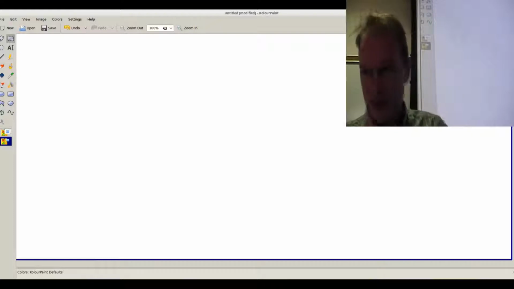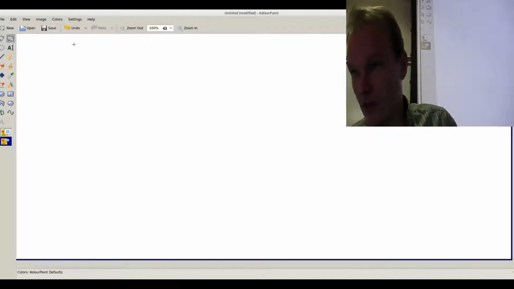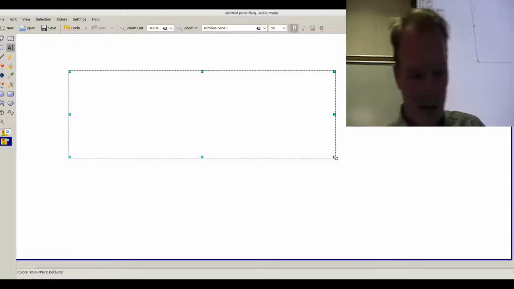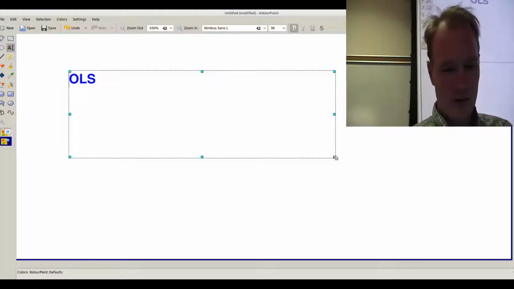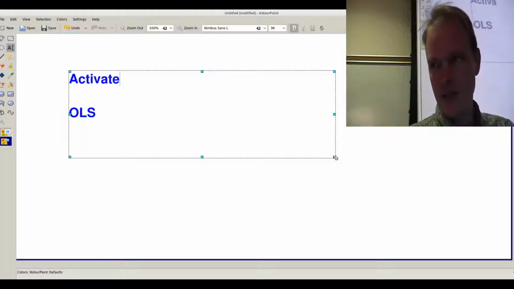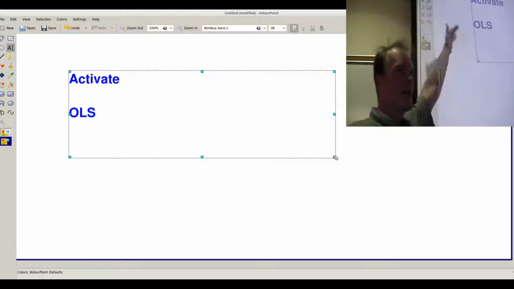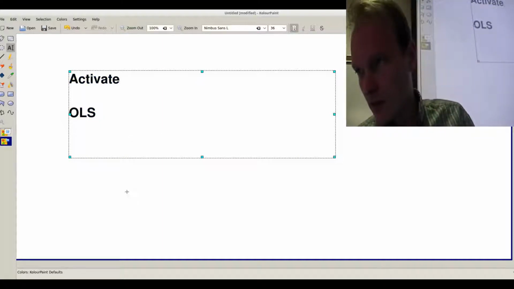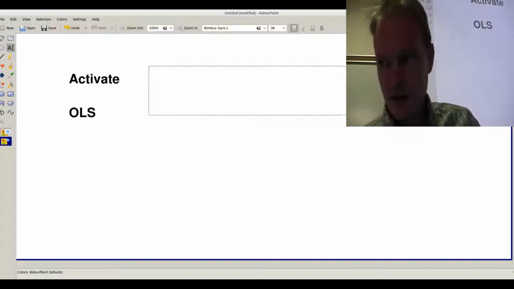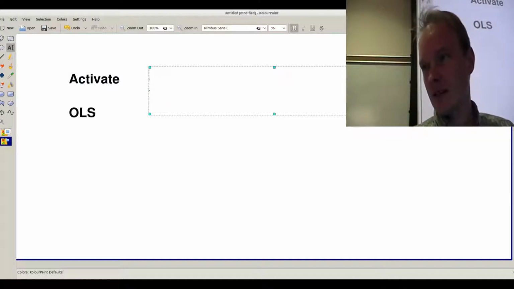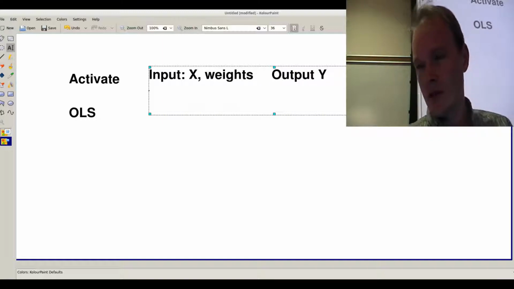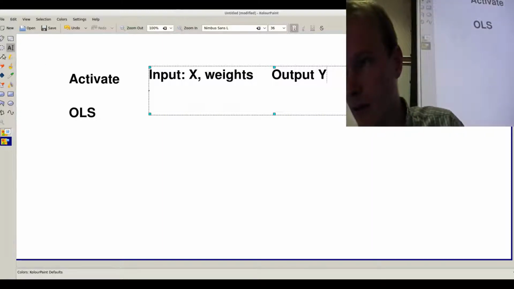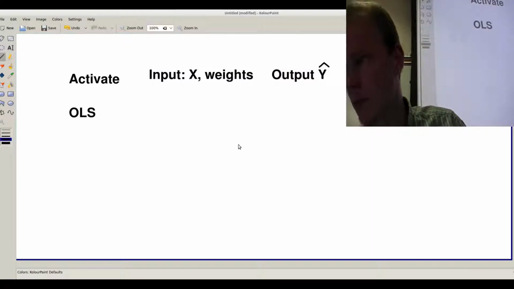Let's do an example of OLS. Now, the first thing I want to show you is this. What does OLS, ordinary least squares, do, and what does activate do? These are kind of the two components you're coding up in this assignment, right? Let's put it this way. For activate, what goes in is X and weights. And the output is Y with a little hat over it. Right?